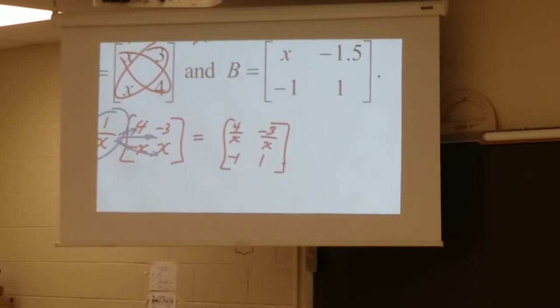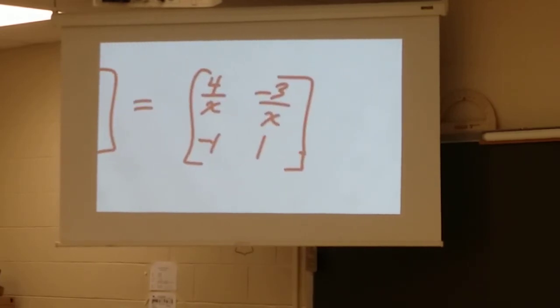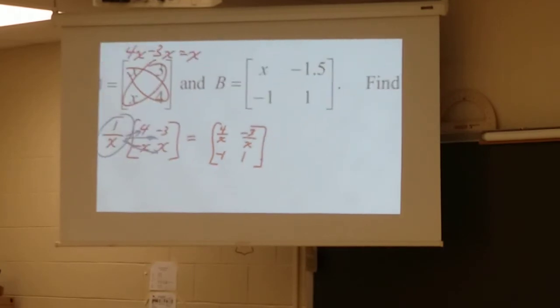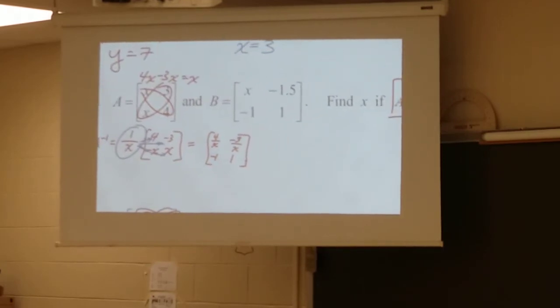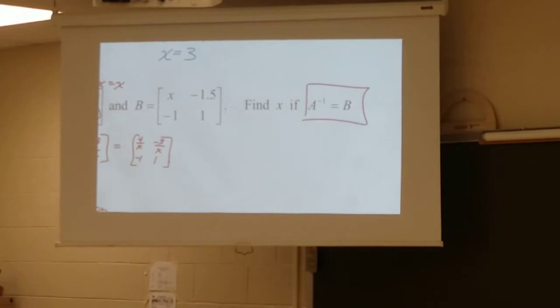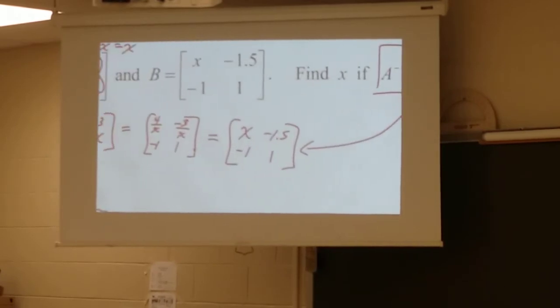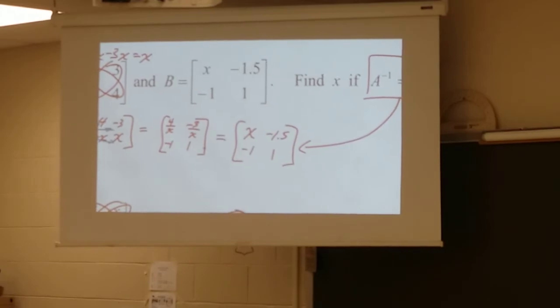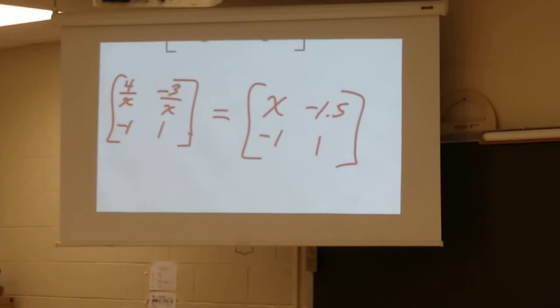Do you understand that this matrix right here is the inverse? It's like the final simplified inverse. It says that the inverse is supposed to equal B. It says that this thing I just found is supposed to equal B, the second matrix that was given. So what I'm doing right now is just copying down matrix B. This is the crux of the problem, where we realize that these 2 matrices right here are equal.